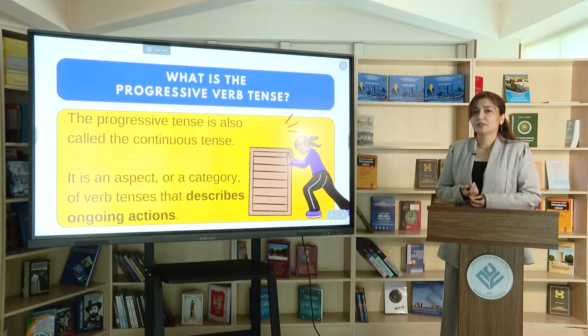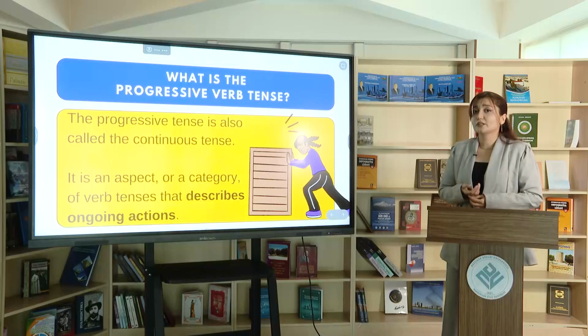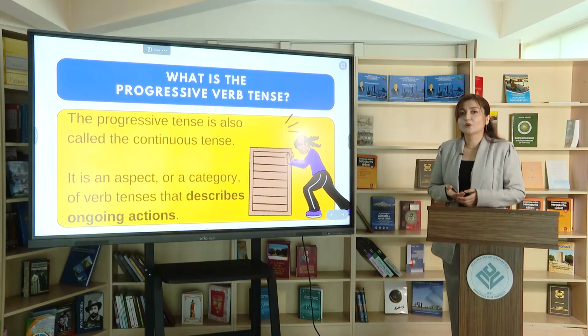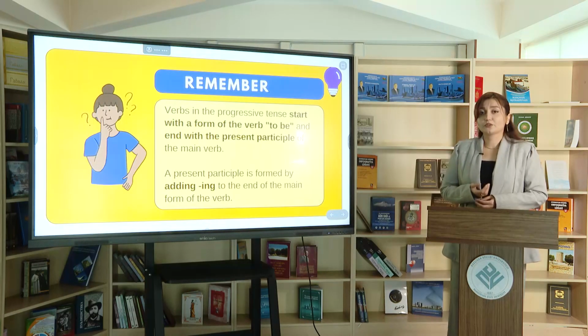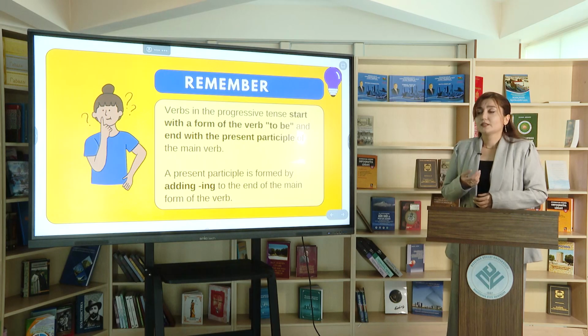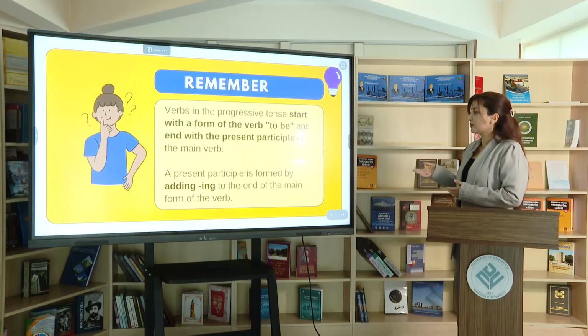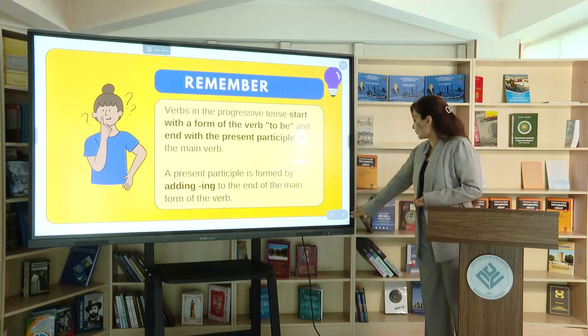What is the progressive verb tense? Mainly students know them as continuous tense forms. The progressive tense is also called the continuous verbs, and it's an aspect or a category of verb tense that describes ongoing actions. Mainly we use to be forms before the main verb, and our main verb is used with the present participle. A present participle is formed by adding -ing to the end of the main form of the verb.